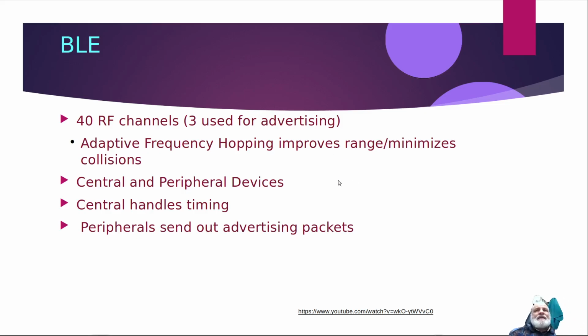But the idea is that it'll hop between these 40 different frequencies in case there's a lot of devices on there. So, if you have lots and lots of devices all trying to communicate at the same time, it'll say, well, this particular frequency is kind of busy. Let me go up to the next one and see if maybe I can communicate on that one a little bit better.